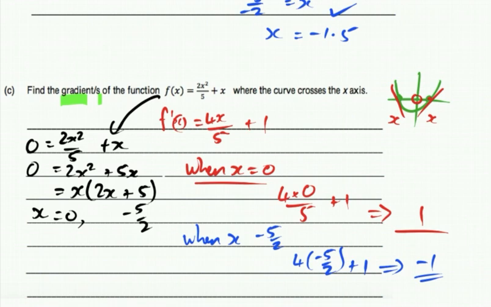So there are two gradients. This one has a gradient of 1. The other one has a gradient of negative 1. And we're done. That will give you merit.